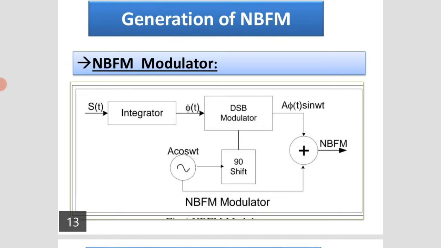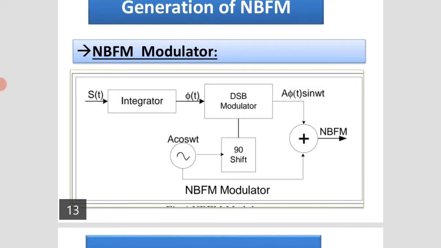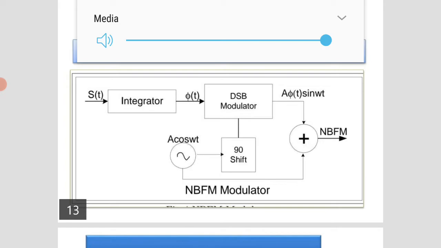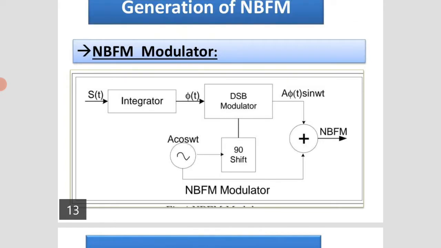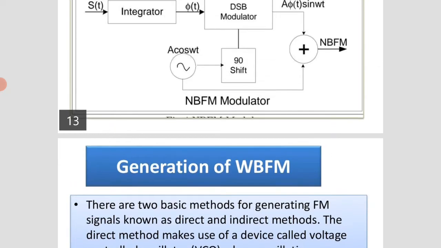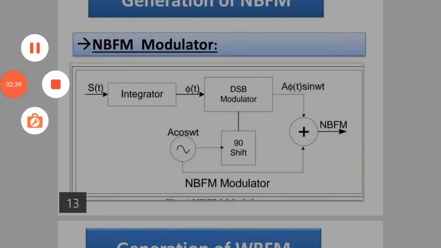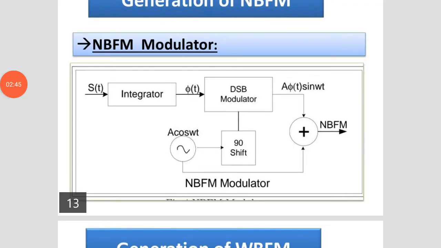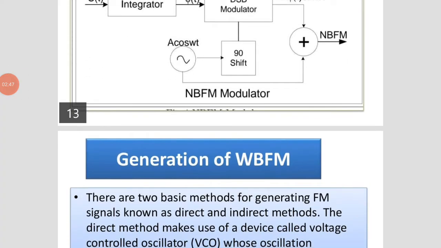In the double-sided baseband modulator, the input S of t is given to the integrator, and the output of the integrator is given to the DSB modulator. In the DSB modulator, the output is A phi of t sine omega t. The output of the DSB modulator is given to the adder circuit, and the output we obtain is an NBFM, called a narrowband frequency modulator. After the narrowband frequency modulator, we see the generation of the wideband frequency modulator.